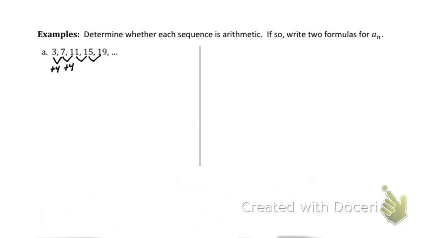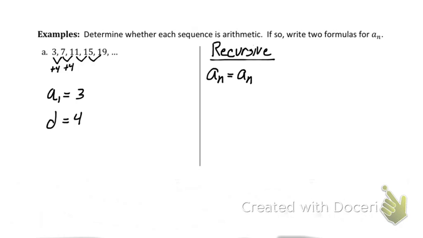I'm going to note two things here. I'm going to note what my first term is, so I'm going to say a sub 1 equals 3, and our common difference is going to be 4, because we need both those facts to write our recursive and our explicit formula. All right, I'm going to start with my recursive. So recursive is a sub n equals the term before it, plus our common difference. Our common difference is 4, so it should be plus 4.